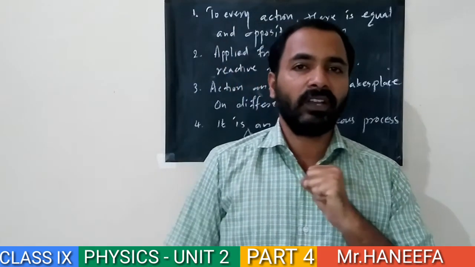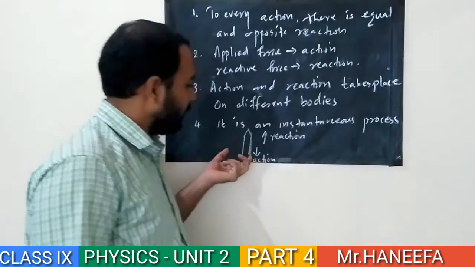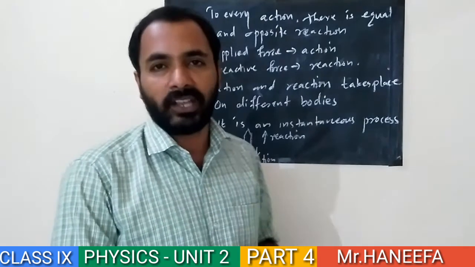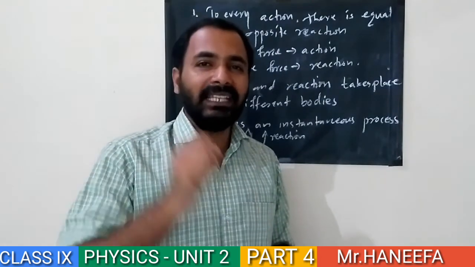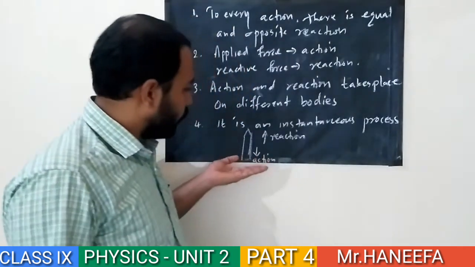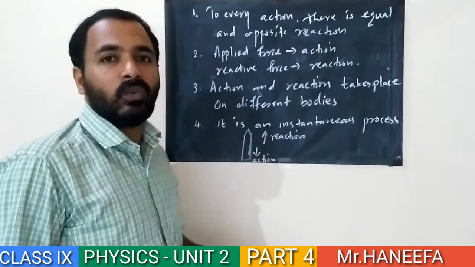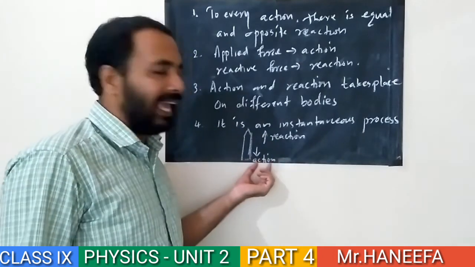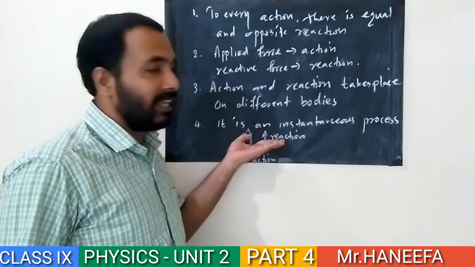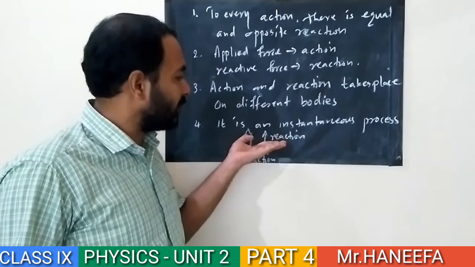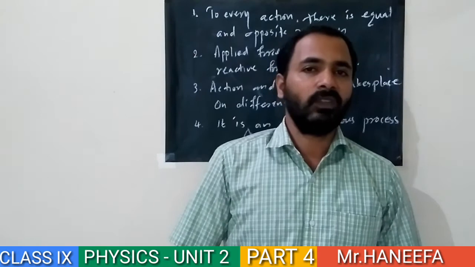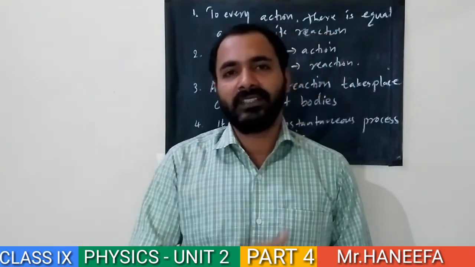What is the working of a rocket? In a rocket, hydrogen fuel is used. When the ignition process starts, what happens? A force acts in the downward direction. That is called action. Opposite to the action there is reaction. With the reaction, the rocket moves in the upward direction. This is the application of Newton's third law.